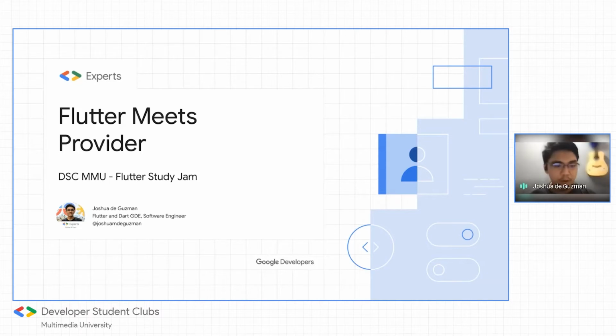And a few things about me. As mentioned by Daniel, I'm a Google Developer Expert for Flutter and Dart. I'm currently based in the Philippines, and I'm a software engineer for a company based in the US.